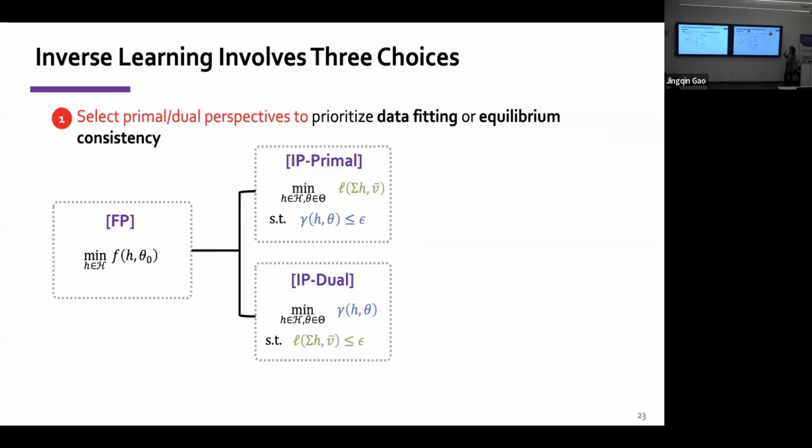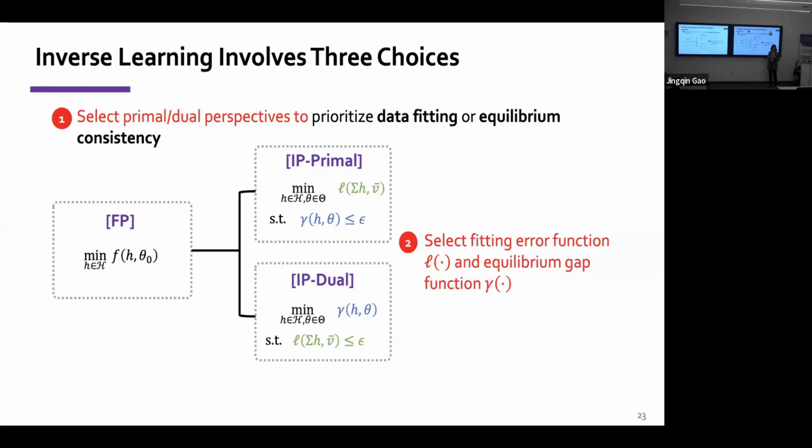So this gives us the first choice we need to make when building the inverse learning framework: whether we want to prioritize data fitting or prioritize equilibrium constraints, which will end up with two different formulations. The second choice is that there are many different options for what the equilibrium gap function looks like or what the loss function looks like, and we need to select the functional form for each function separately. And finally, the third selection we need to make is what underlying behaviors, physics, or realities we assume happen in the natural equilibrium model.